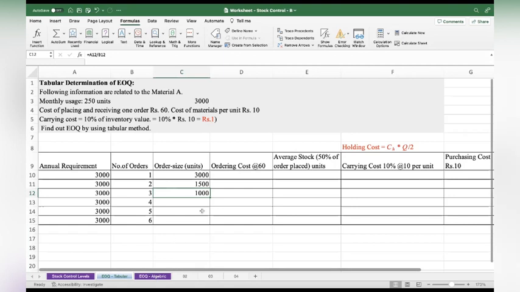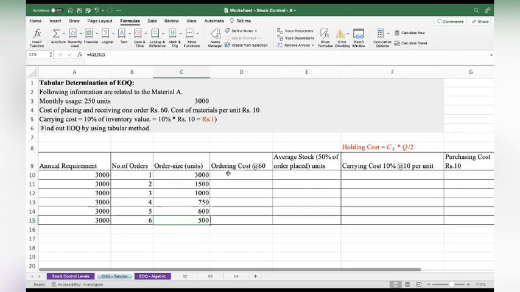Okay. So did you do this? Now 3000 divided by 4, so how many units per order? 750. 3000, number of orders 5, then per order you can order 600 units. Again 3000, number of orders 6, per order you can order 500 units.